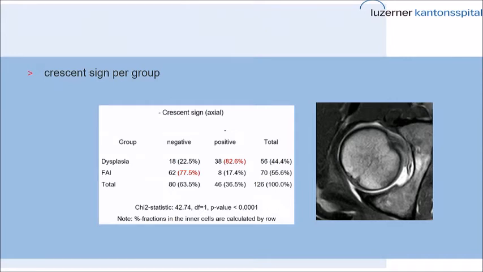Now, if you look at the crescent sign, I just show it per slice, so on the axial, you can see that 82% of the positives are grouped in the dysplastic group, and 77% of the negative crescent signs are in impingement patients. And the difference is statistically significant.